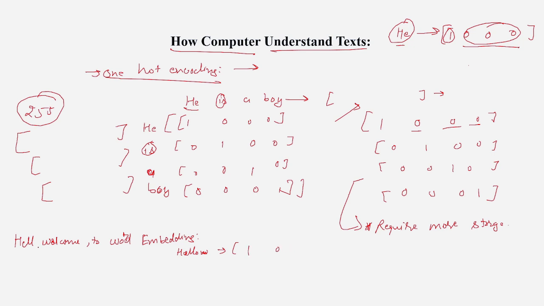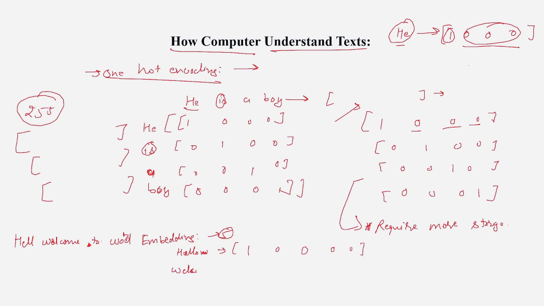So what is the length of this sentence? 1 2 3 4 5. Consider this is not a comma. So the length of this vector is 5. So for hello it is 1 0 0 0 0.